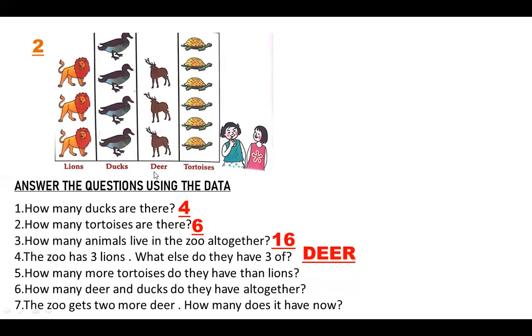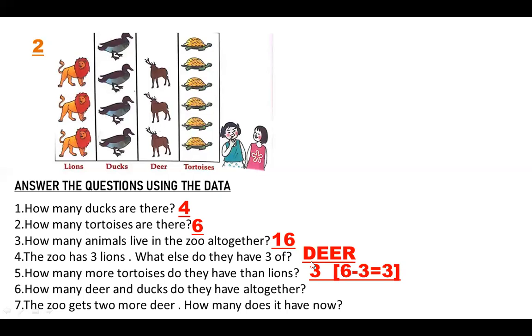Yes, next. How many more tortoises do they have than lions? See here how many are there? One, two, three, four, five, six. But here only 3 are there. So how many more? 3 more. How to make it? 6 minus 3. This number minus this number, then you will get what? Okay, children? Next, number 7.